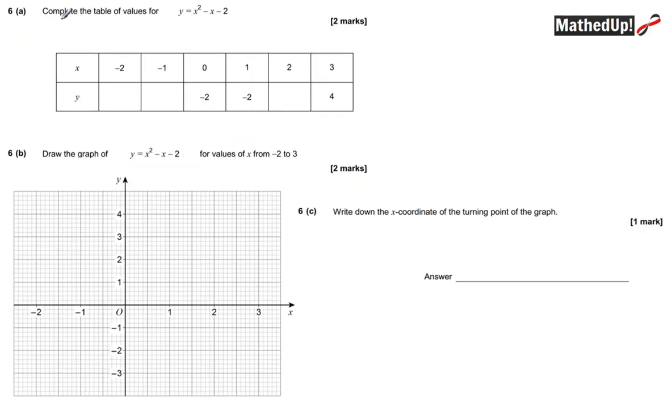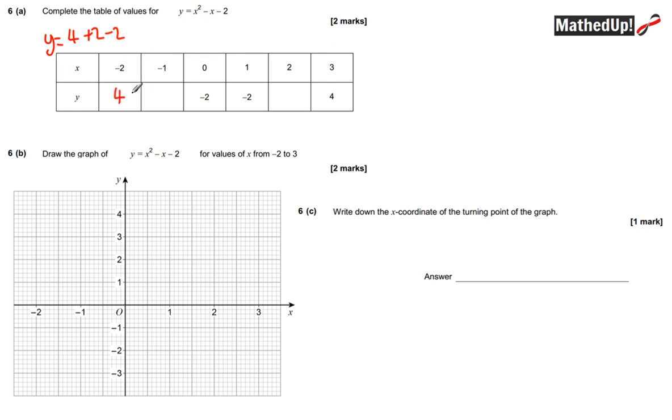Question 6. We're asked to complete the table of values for y is equal to x squared take away x take away 2. So over here we've got our x coordinate, and we need to use this equation to work out what our corresponding y coordinate would be. So let's have a go. If x is -2, -2 squared is going to be 4. And then we're going to take away a -2, and that's going to be the same as +2. And then we are going to take away 2 to give us y. So y is going to be equal to 4 plus 2, which is 6. Take away 2 gives us 4.